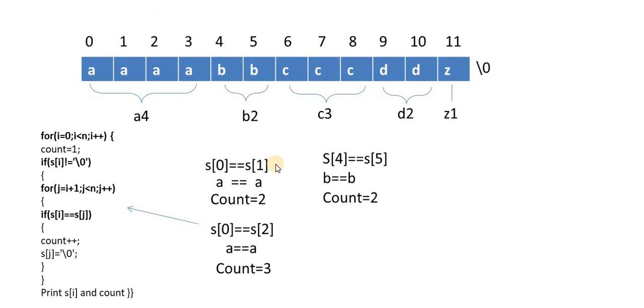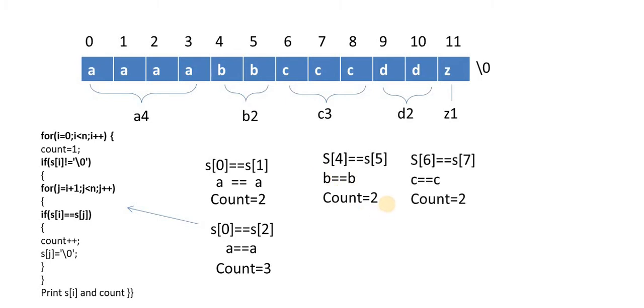After that it will check s of 0 is equal to s of 1; we have calculated up to s of 4. After that the inner for loop gets closed and it goes to the first for loop, then it will check the condition for s of 4 double equal to s of 5. So s of 4 is b and s of 5 is also b, so b is equal to b and the count of b is 2.